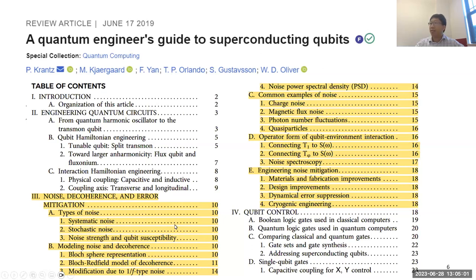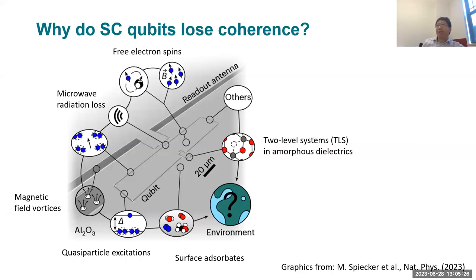In this class, I'm not going to go through these things in formal detail, but I would like to focus on the most limiting and the most relevant physical channels in your typical superconducting qubit, especially the transmon qubit. And then we will touch upon a few of the formalisms for analyzing decoherence. I will start by discussing overall, why do superconducting qubits lose coherence after all? We promise a qubit is a two-level system, right? And ideally, the qubit will just live forever. So what are the various ways that they lose coherence?